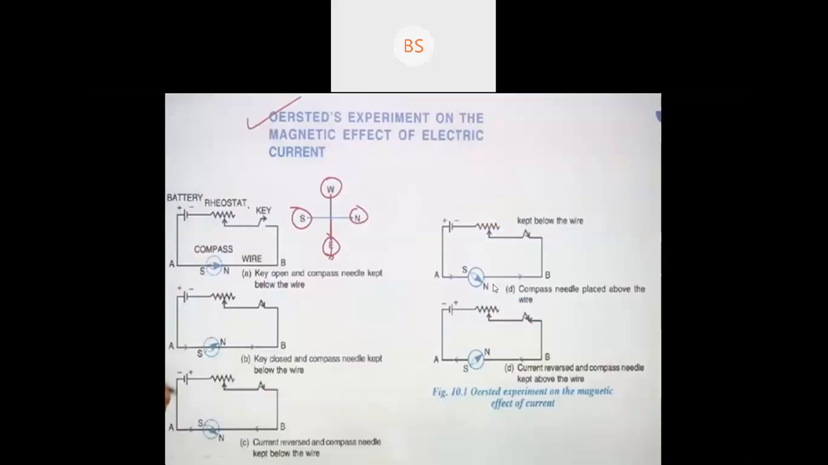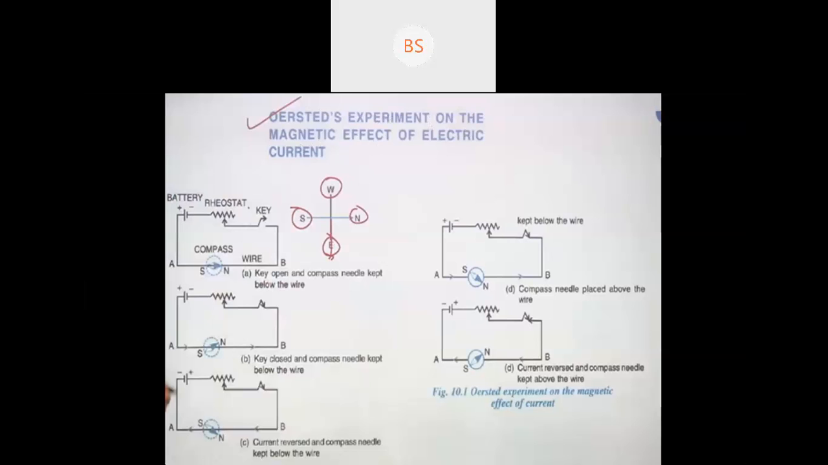Okay, now we'll start with our chapter. All these terms I have just explained to you all. Now we will move to our main topic, that is electromagnetism, and the first point in that, Oersted's experiment on the magnetic effect of electric current. You can open your textbook to the first page, that is page number 230. Everybody open page number 230. Now your main topic has started.